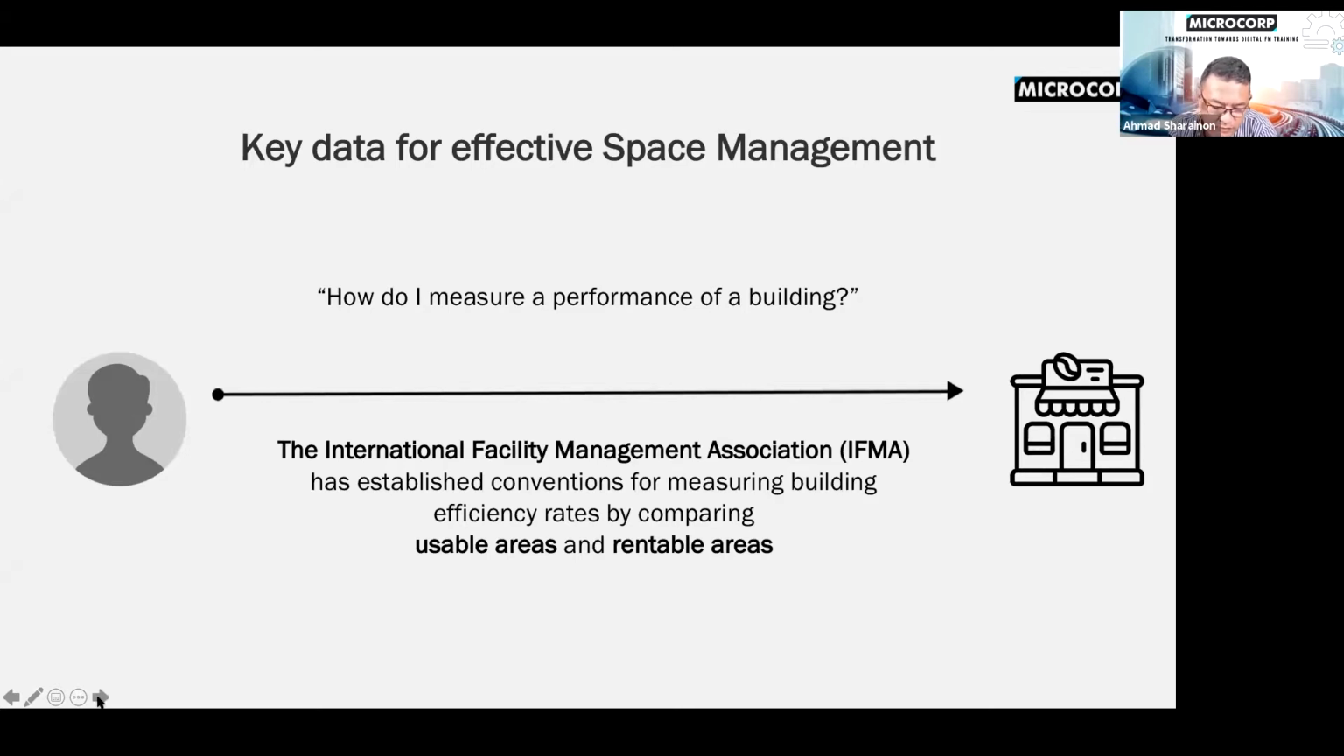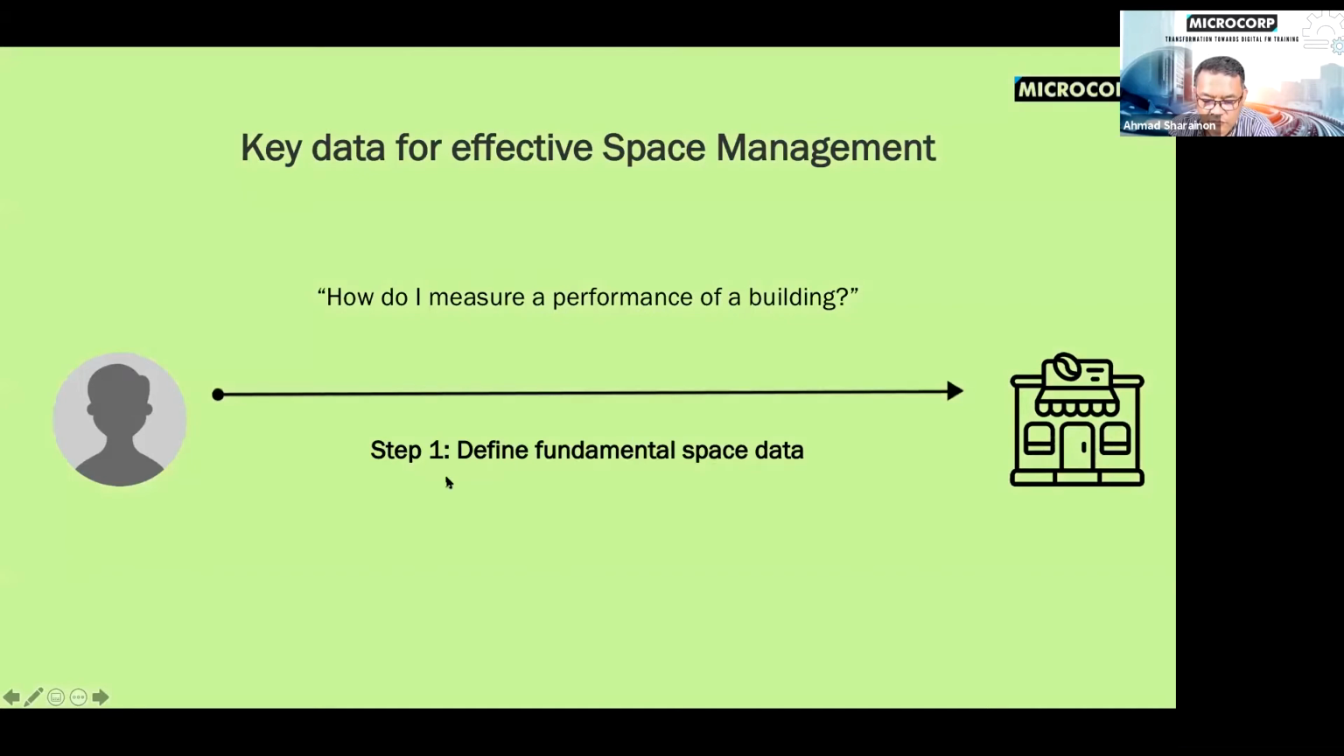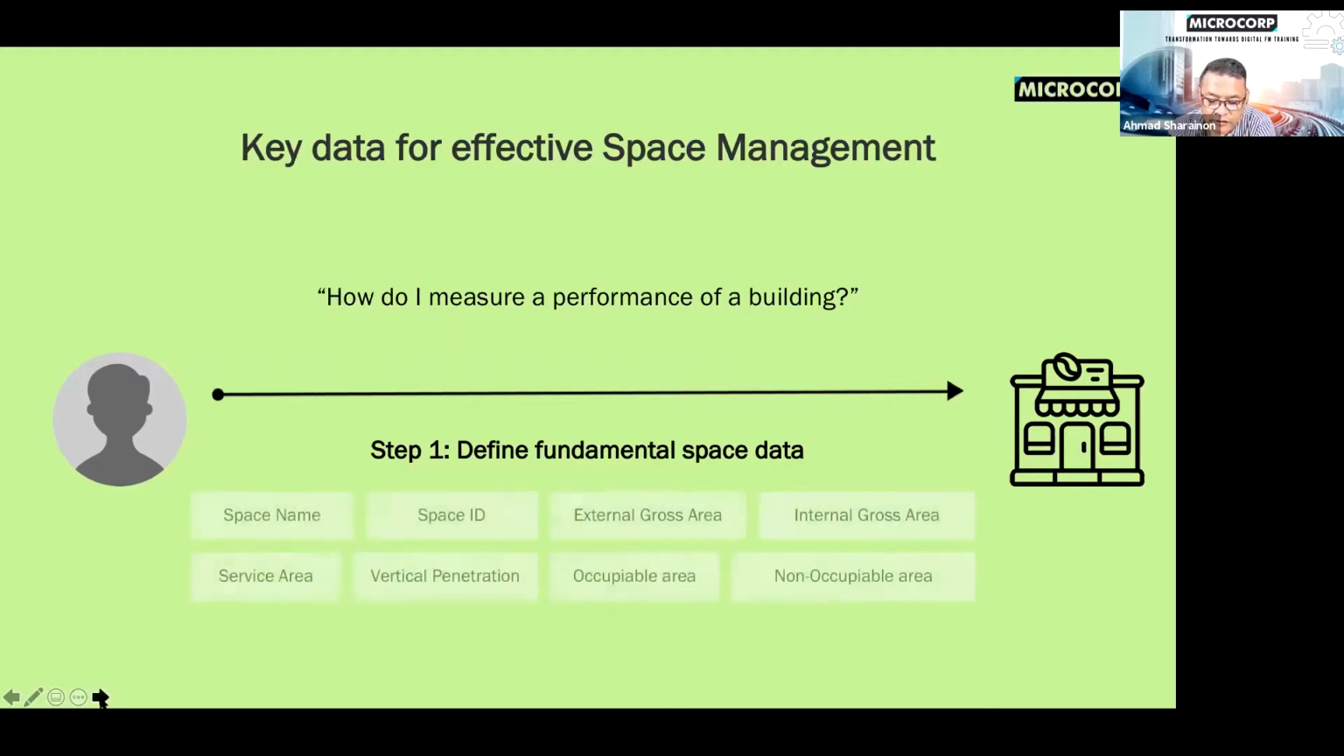But step number one to establish this key data is to define fundamental space data. What is actually fundamental space data? Jeffrey said prioritize utilization of the space. Yep, it's good. But the key data for effective space management is, first, to define the fundamental space data. So what is the step? What is the fundamental space data?